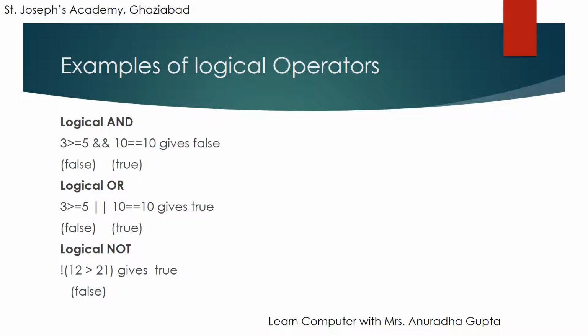Next and last is the logical NOT. Here is the condition 12 greater than 21, which is false. But logical NOT gives true because it gives the opposite result. The condition is false here, but logical NOT gives true. I hope you all understood all the logical operators.